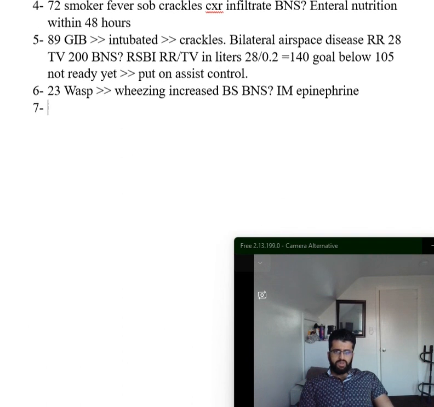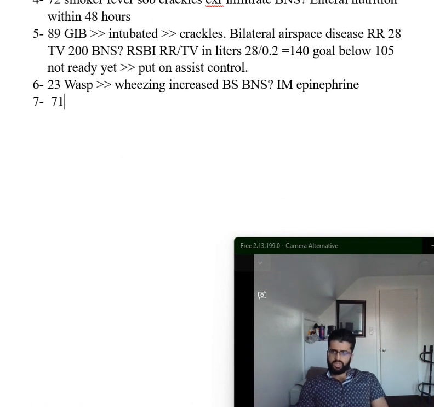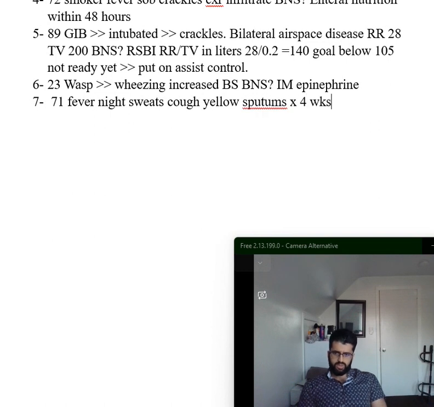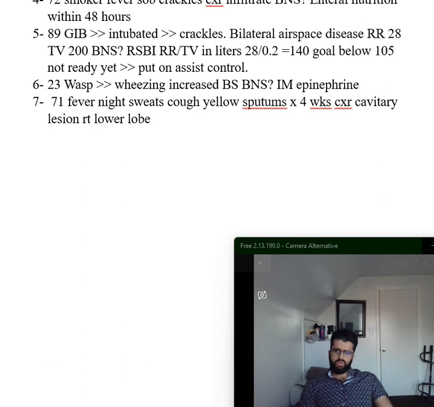Alright, now we have another patient, let's say a 71-year-old guy, came in with fever, night sweats, cough, yellow sputum for 4 weeks, okay? And then you do a chest x-ray, right? You see a cavitary lesion in the right lower lobe. Then they ask you, what would you do for this patient? Right lower lobe cavitary lesion in a 71-year-old. Then you give IV ampicillin, for possible anaerobic infection, anaerobic abscess.